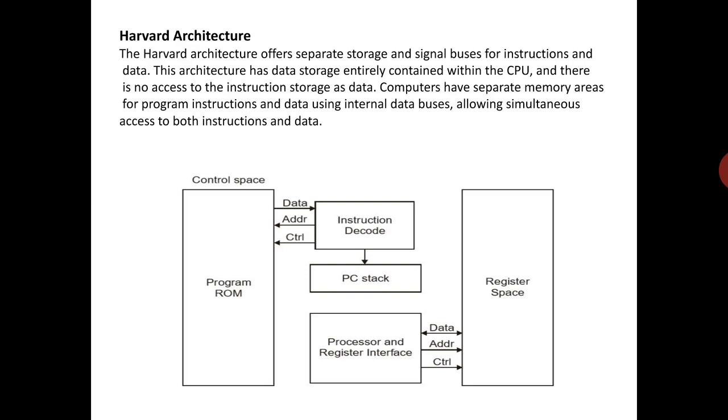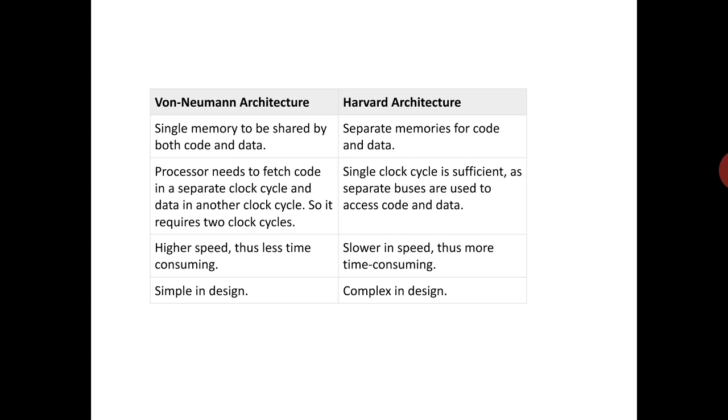This is the block diagram of Harvard architecture. There is program ROM, register, processor and register interface, PC stack, and instruction decode. This is the difference table of von Neumann and Harvard architecture. This will be asked in the exam: differentiate between von Neumann and Harvard architecture.